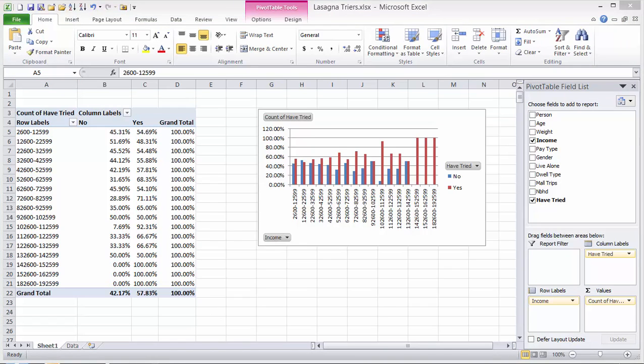By now you get the idea. For each of these potential variables, I can see both numerically and graphically what effect they have on whether people try the product or not. Hopefully you are now convinced that pivot tables represent one of Excel's most powerful tools, if not its most powerful tool, and that you should be in the elite group of Excel users who have mastered pivot tables.